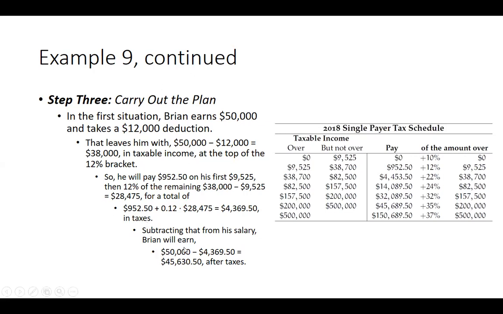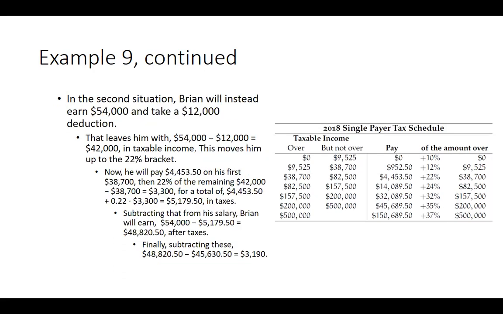Subtracting that from his salary, Brian will earn $50,000 minus $4,369.50, or $45,630.50 after taxes. So in this first situation, before Brian takes the pay raise, he's earning $45,630.50 after taxes. Now let's look at the second situation. Let's look at after the raise.